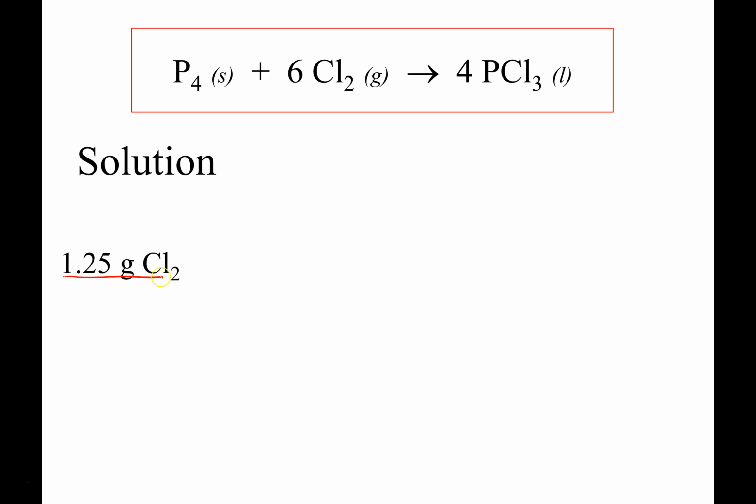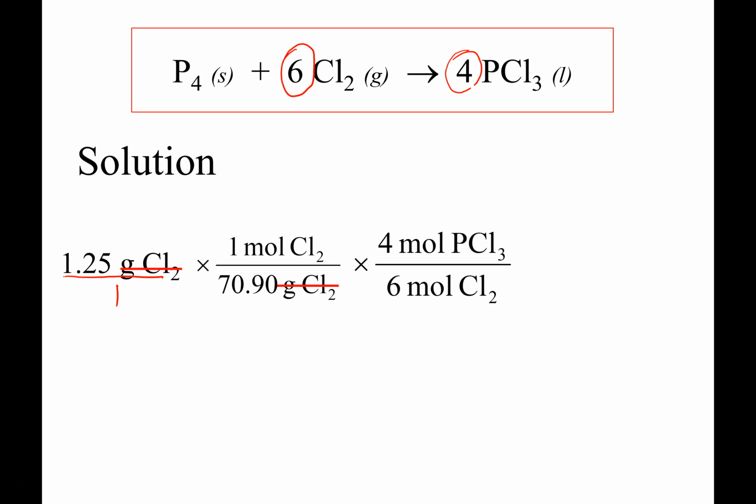Our starting term is 1.25 grams of Cl2. What's the next term? 1 mole over 70.9. Very good. 1 mole Cl2 over 70.90 grams of Cl2. Great. And now this part right here, we're going to focus on the stoichiometric coefficients. So what's that next ratio look like? 4 moles of PCl3 over 6 moles of Cl2.